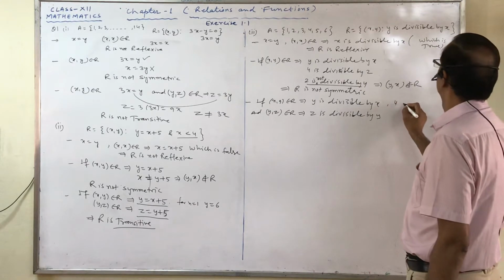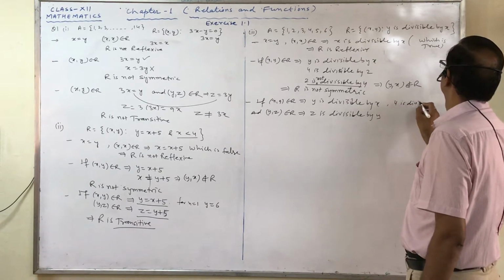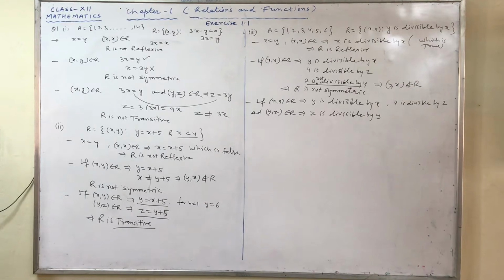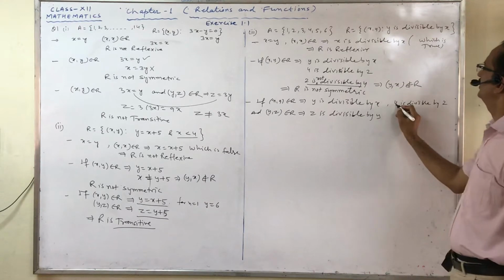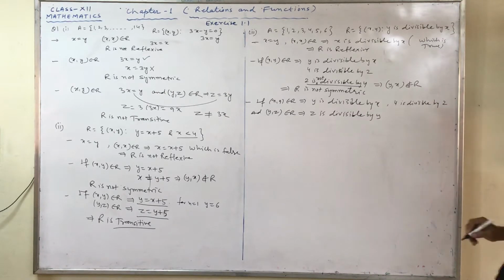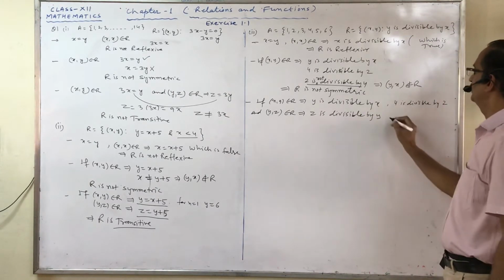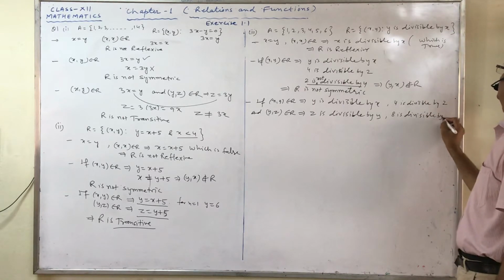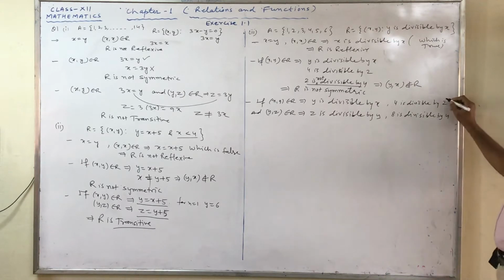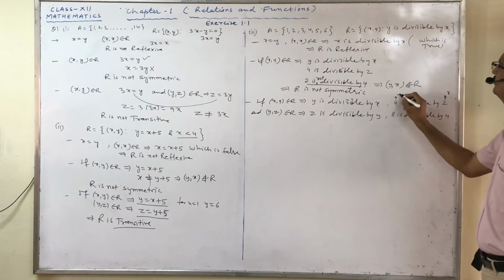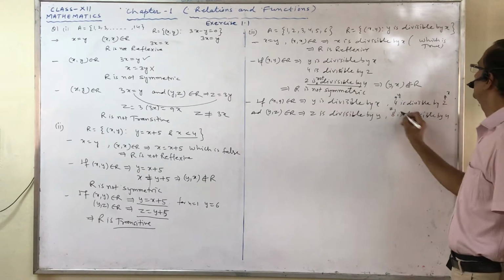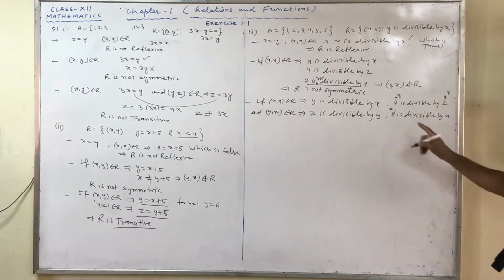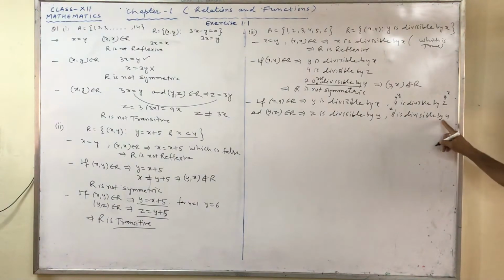4 is divisible by 2. Okay? So here I am taking 4 in place of y and 2 in place of x. And z is divisible by y. So 8 is divisible by 4. So this is x, this is y, and this is z. Okay? So y means 4 is divisible by 2, and z means 8 is divisible by 4.